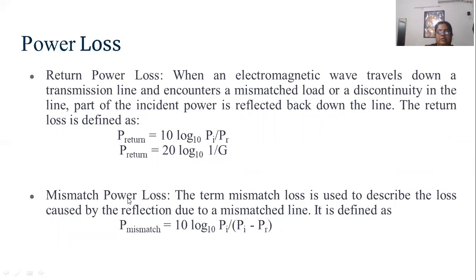Mismatch power loss. The term mismatch loss is used to describe the loss caused by the reflection due to a mismatched line, and it is defined by the formula 10 log 10 Pi upon Pi minus PR, where Pi is the incident power and PR is the reflected power.